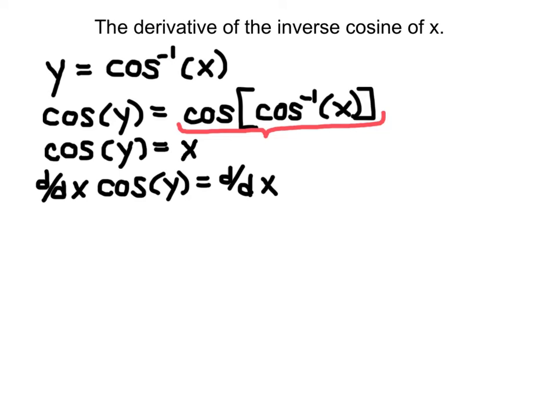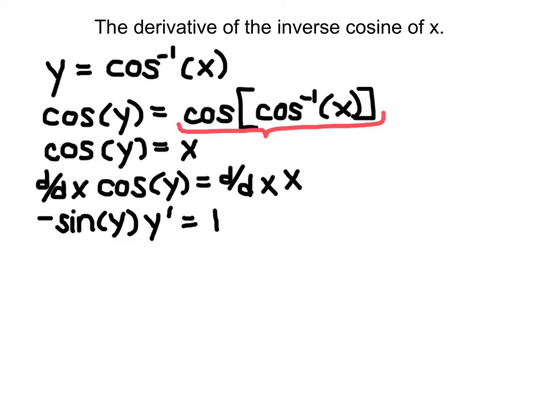Okay, so the left-hand side, we're going to do the chain rule and take the derivative of the cosine of y with respect to y times the derivative of y with respect to x. What is the derivative of the cosine of y with respect to y? Negative sine y. So it's negative sine of y. And the derivative of y with respect to x is y prime. And the derivative, oh, I forgot to put the x here. The derivative of x with respect to x is 1.